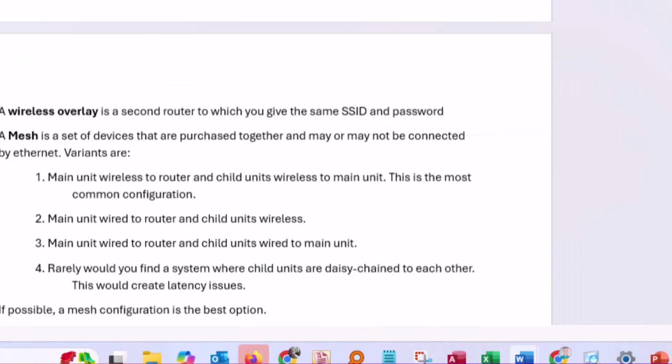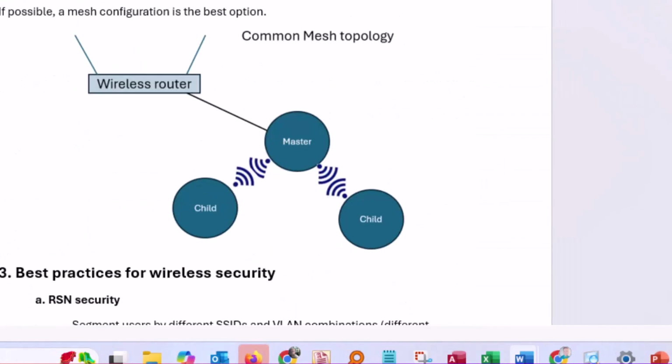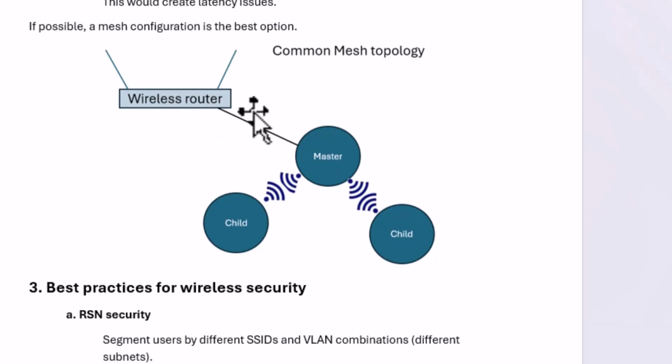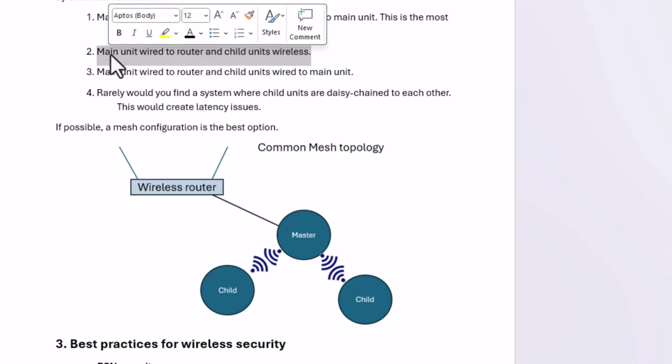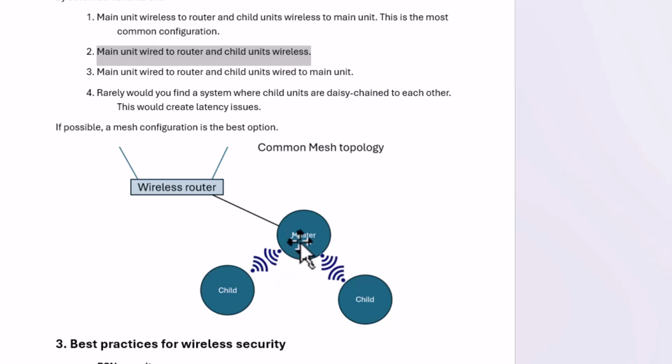Now let's look at some ways that these mesh units can be connected, and I've got a diagram here. The main unit wirelessly connected to the router, that's not what I have here, by the way. This would be wirelessly connected to the router, and this is the master unit. And then the child unit's wirelessly connected or talking to the master unit. Now what I do have here is what I prefer. This is, I think, a better setup where the main unit is wired to the router and a child unit is wirelessly talking to the master.